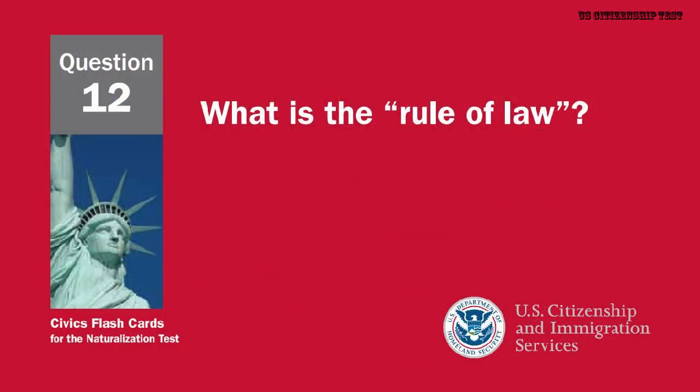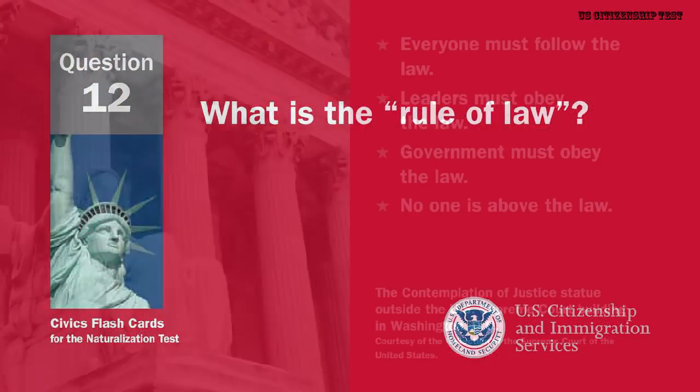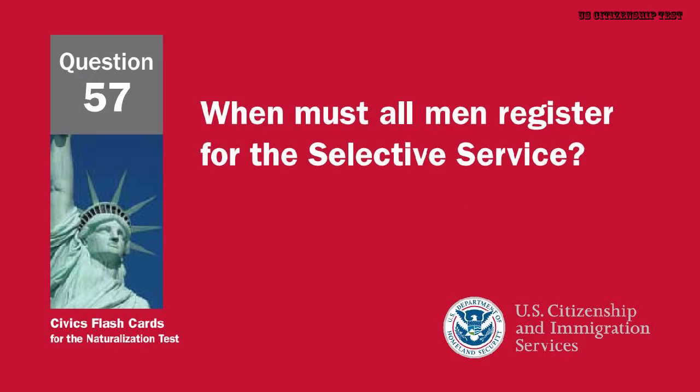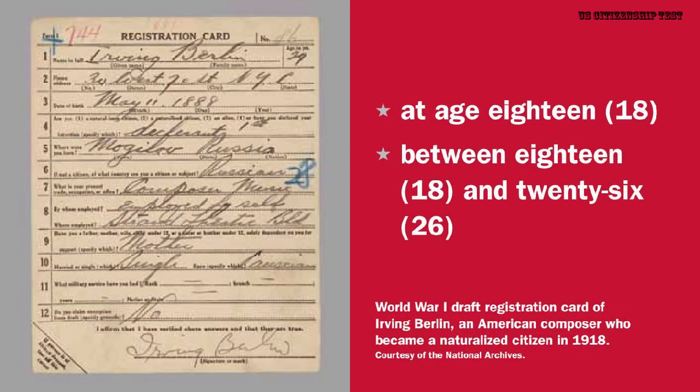What is the rule of law? Everyone must follow the law. Leaders must obey the law. Government must obey the law. No one is above the law. When must all men register for the Selective Service? At age 18. Between 18 and 26.